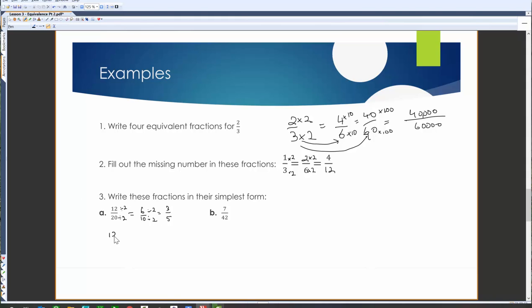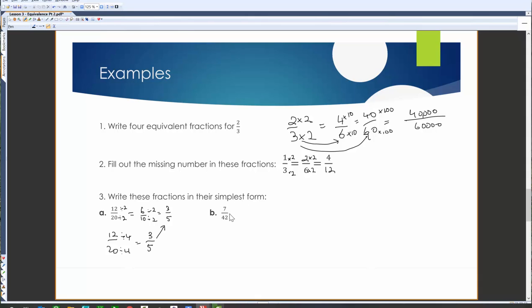Now, some of you will have noted that I could have just straight away divided by 4. That's the highest common factor. 12 divided by 4 is 3, 20 divided by 4 is 5. Notice that the results are exactly the same, albeit if you get the highest common factor, it's much faster.